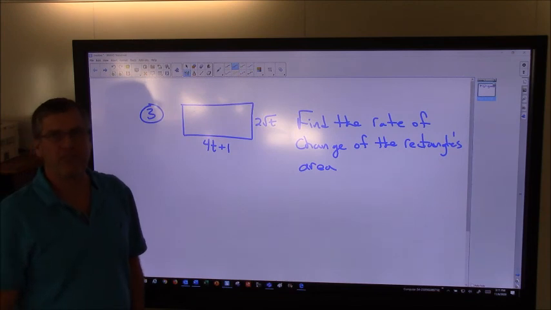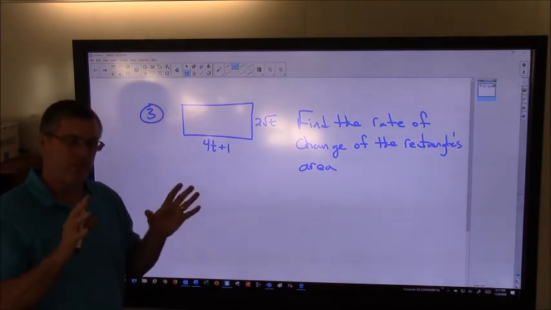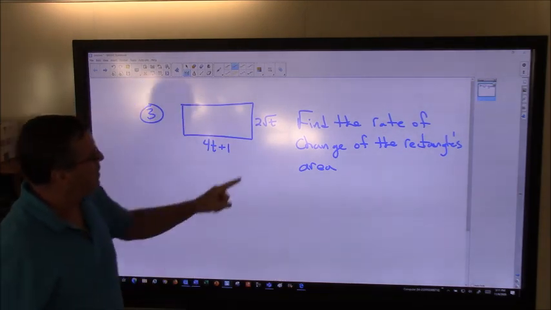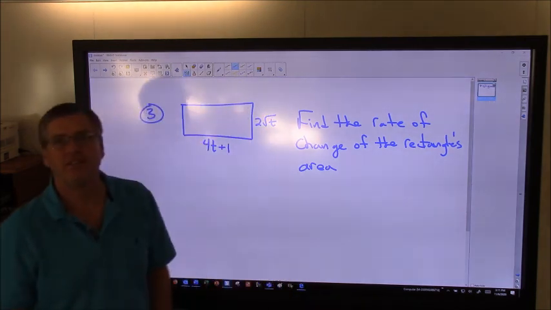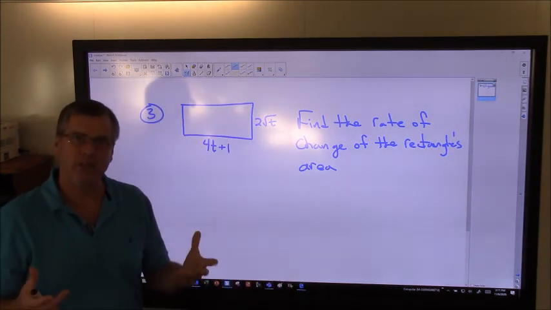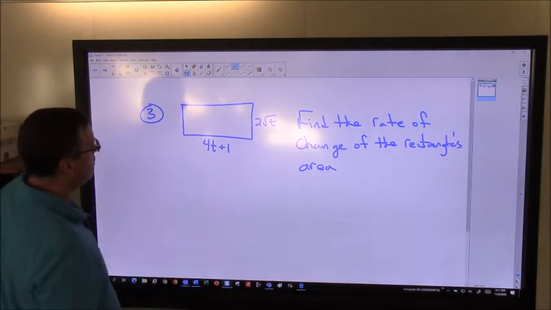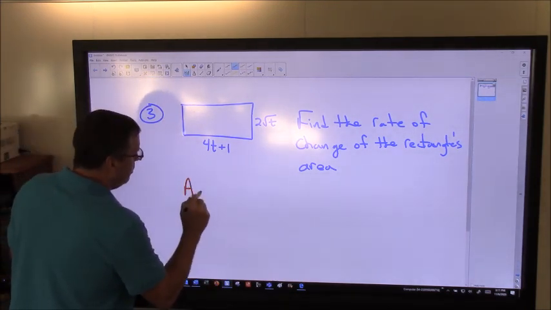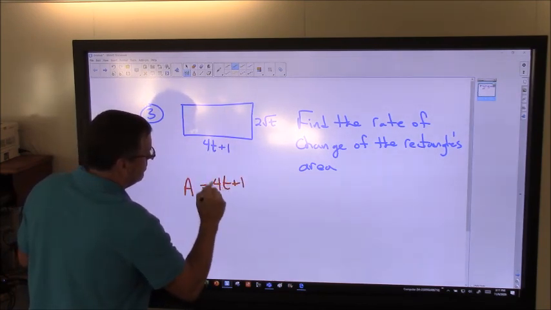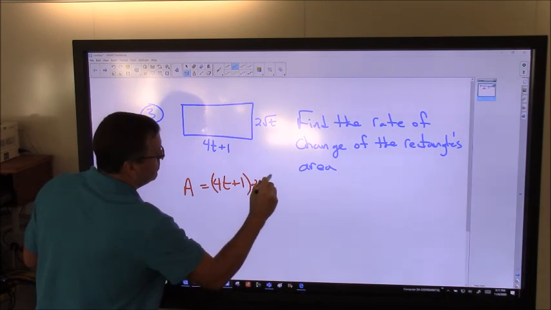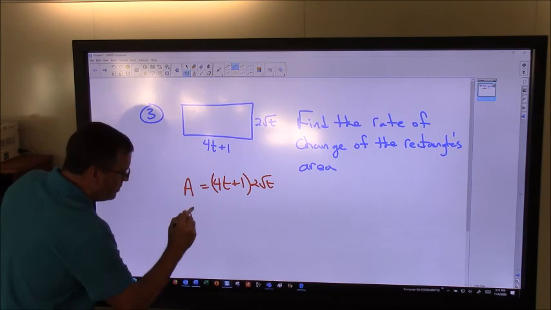All right, so I know when I first asked that question, you're probably sitting there going, huh? But stop the video, think about it. Find the rate of change. That means slope, right? And slope means derivative. So what's the area of this rectangle? Well, we know that area equals length times width. And so what I want to do is I just want to find the derivative.